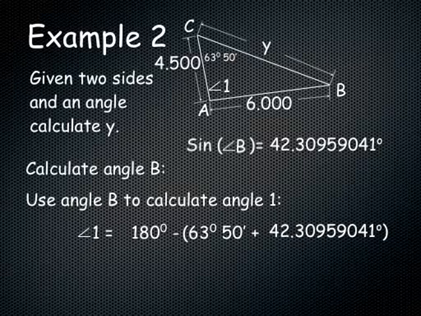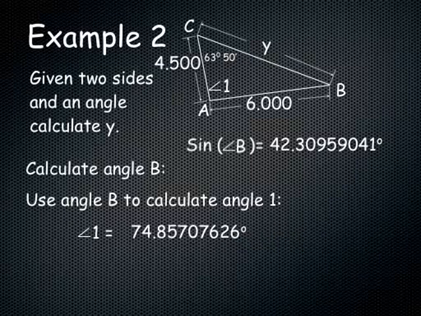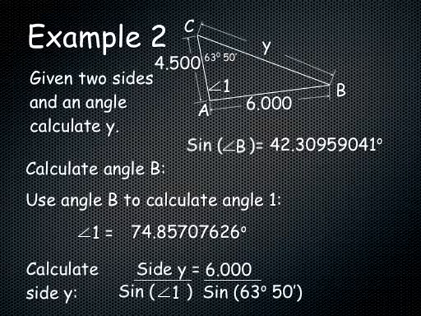Now, to calculate angle 1, we subtract the other angle, and this angle we just calculated, B, from 180 degrees. We'll convert the 63 50 to decimal degrees. Now we add them together, subtract from 180, and we get 74.85707626 degrees. Finally, we calculate side y, again using the law of sines.